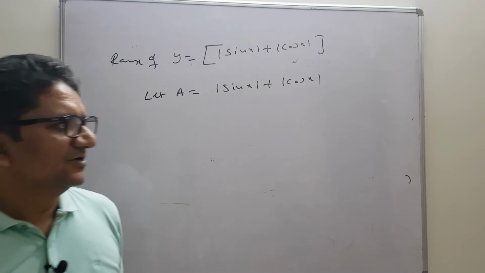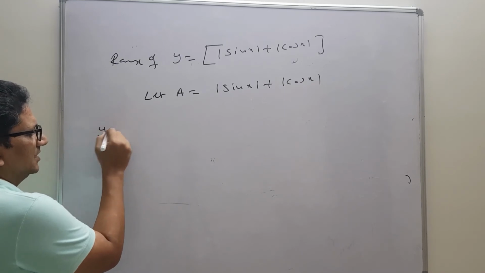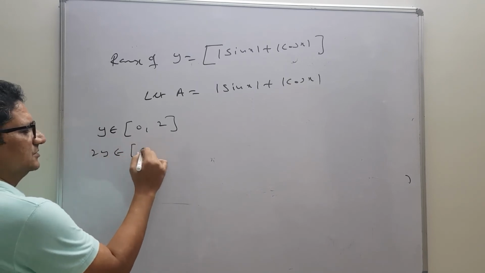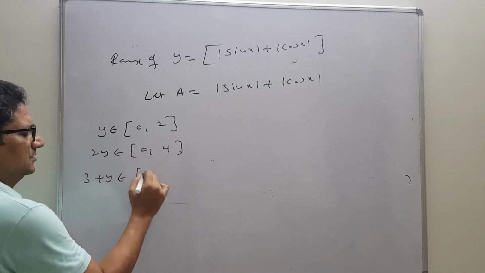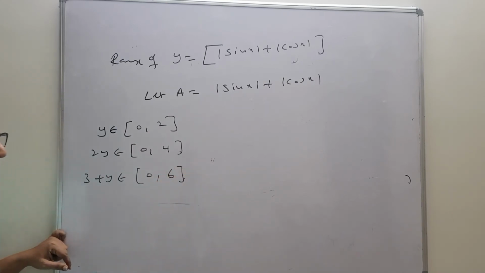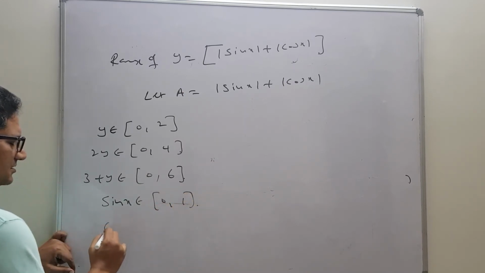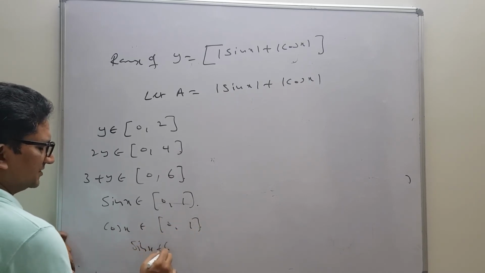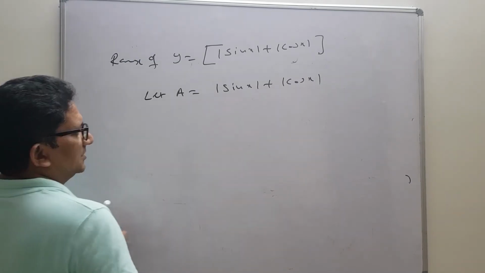0 to 2. Okay, now students, I want to tell you a blunder mistake that students generally make. See, if y belongs to 0 comma 2, then 2y belongs to 0 comma 4. It is a true fact. 3 plus y belongs to 0 into 3 is 0 and 2 into 3 is 6. And if sin x belongs to 0 comma 1 and cos x belongs to 0 comma 1, then sin x plus cos x does not belong to 0 comma 2. That is a mathematics blunder. So we will take the square of this one.